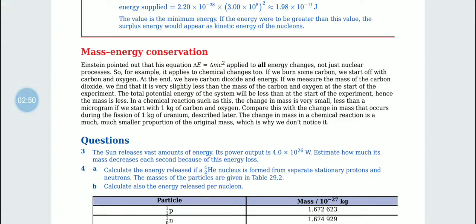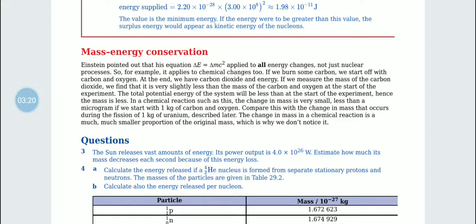Because these changes in mass would be very small, if we take 1 kilogram of carbon and oxygen, the change would be less than a microgram. If we take 1 kilogram of uranium, we will have a different relationship. That is something that we are going to discuss later on.